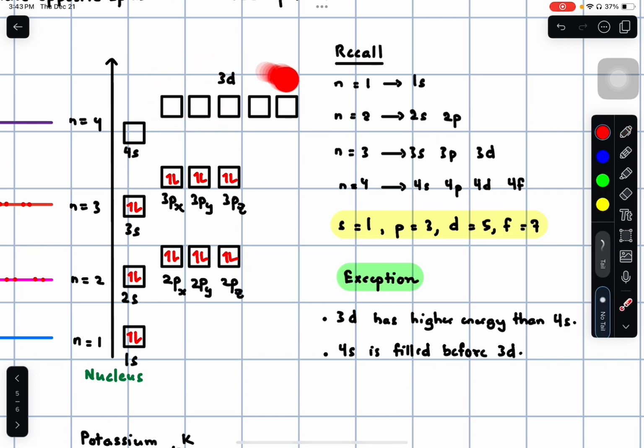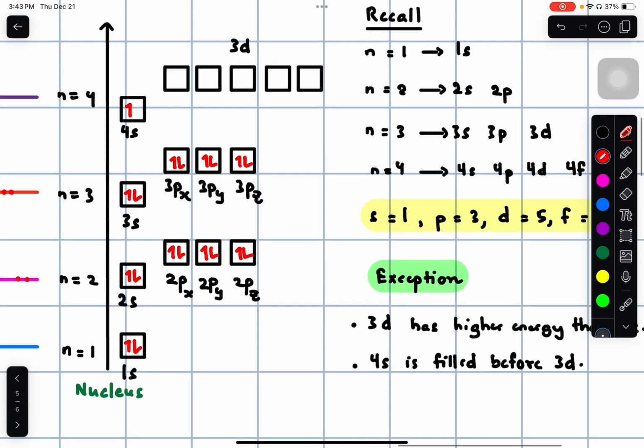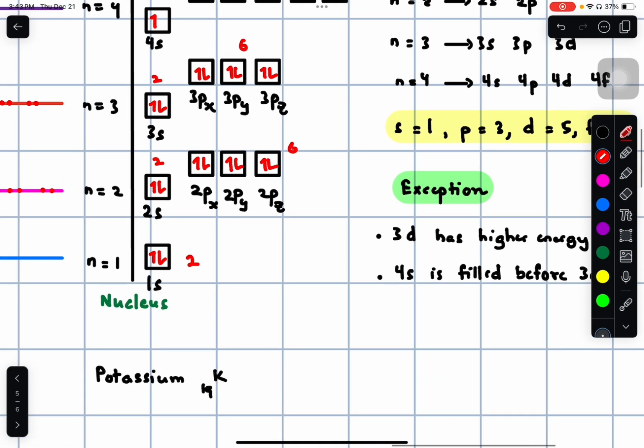The 3D atomic orbital has a higher energy level than the 4s atomic orbital, and that's why the 4s will be filled first before the 3D atomic orbital. So we're gonna fill in 1 electron at 4s. Then you can add up the electrons to see if you've got it right. So you have 2 electrons here, 2 electrons here, 6 electrons here, 2 electrons here, 6 electrons here, and 1 electron here. If you add it all up, you would get 19 electrons in potassium.